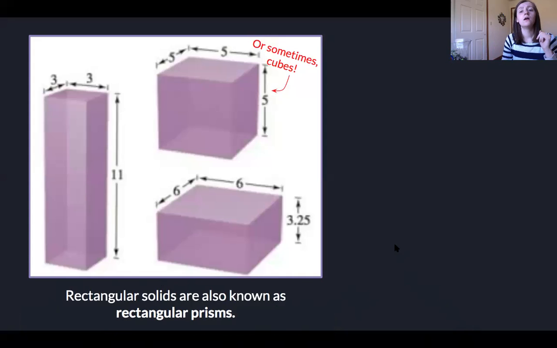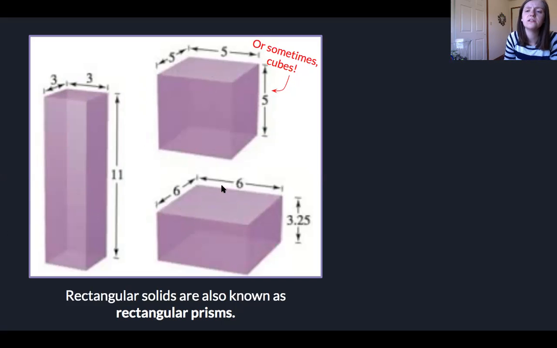You may have also heard of a special type of rectangular prism called a cube. A cube is one of those prisms where every side is the same length. A rectangular prism is a solid 3D shape that has 6 faces that are all flat and all rectangular shaped. If you look at this one right here, there are 6 different faces or sides to it, and each one is a rectangular shape. That's why it's called a rectangular prism.